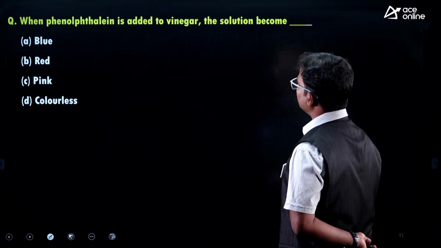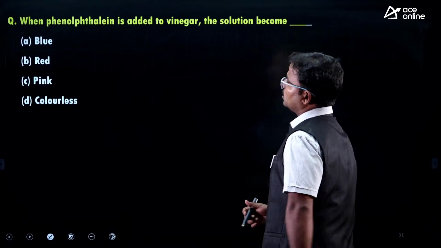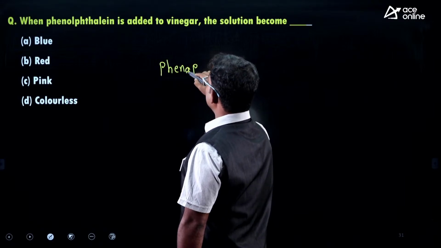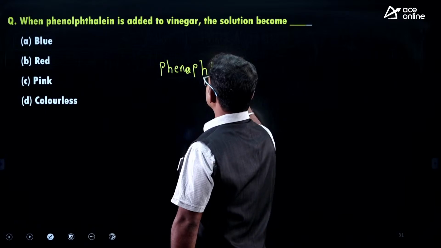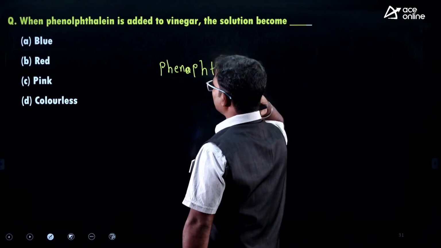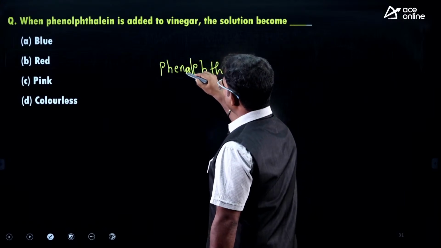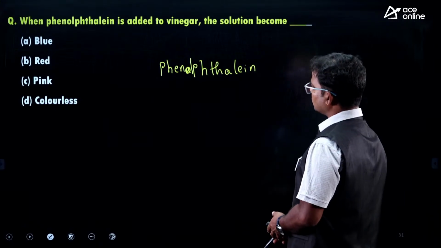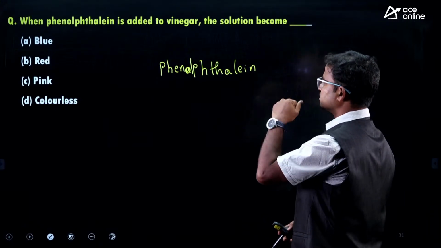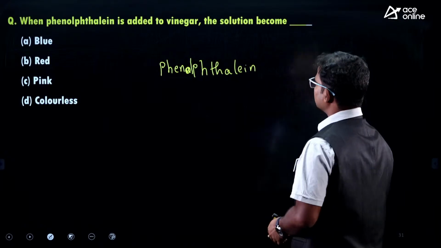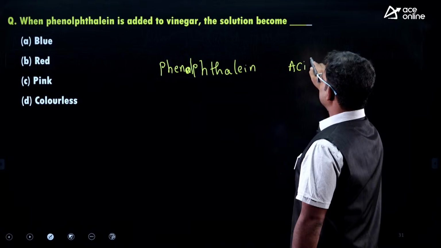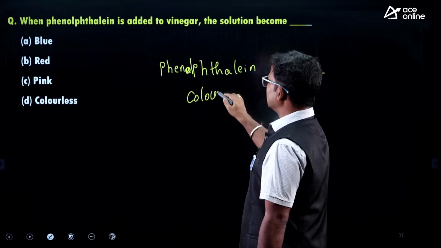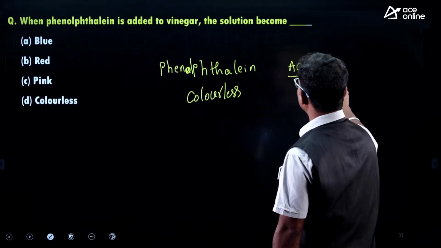when phenolphthalein is added to vinegar, the solution becomes what? So, phenolphthalein. The correct pronunciation is phenolphthalein. This is one of the indicators. In the presence of acids, it does not exhibit any color. Its color would be colorless. In the presence of acid, mostly colorless.